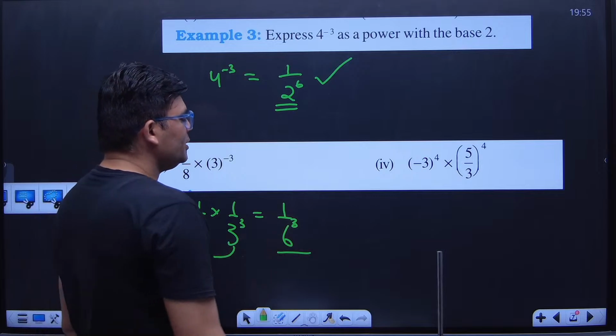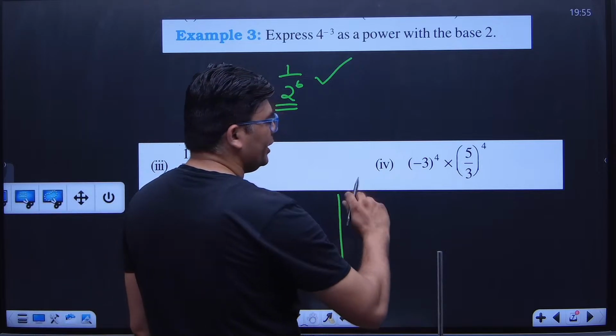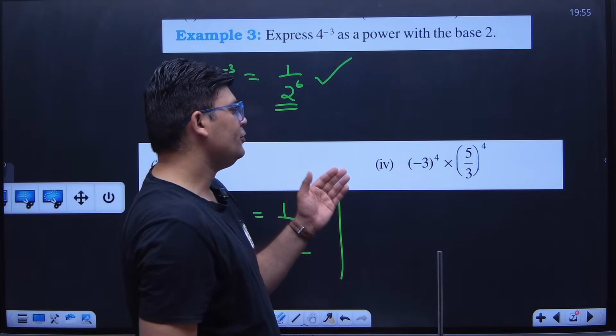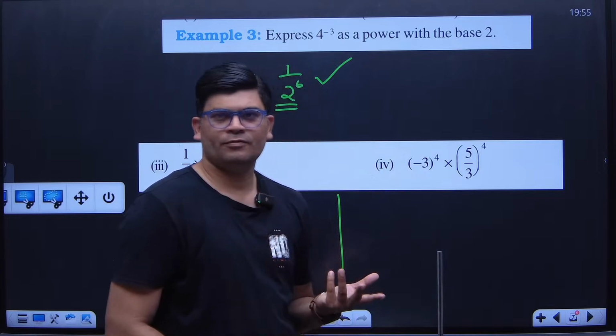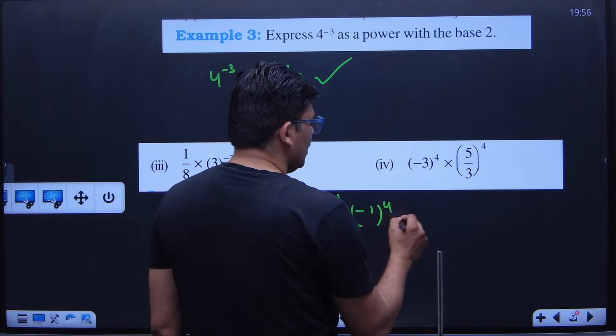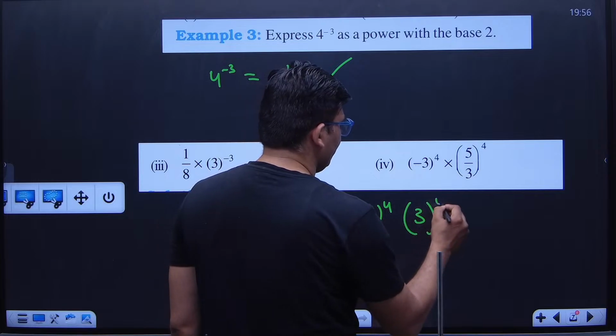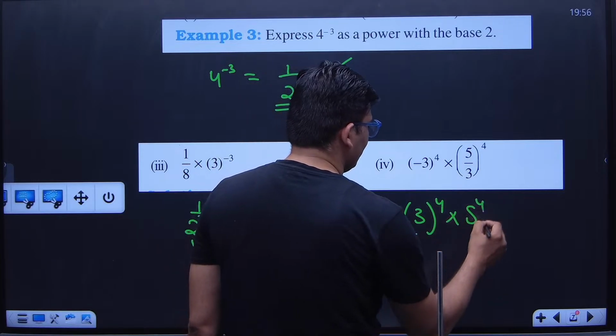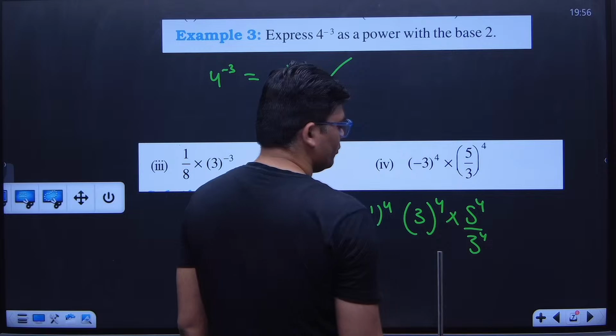Okay. The first thing that I told you is take the negative outside. If you take the negative outside, it will become positive. You can remember that. It will become minus 1 raised to the power 4. And then you can write it as 3 raised to the power 4 into 5 raised to the power 4 divided by 3 raised to the power 4.